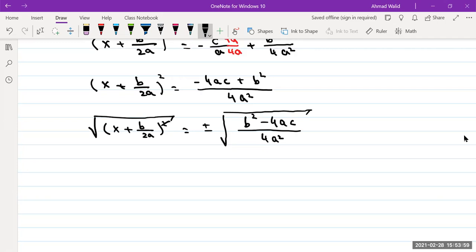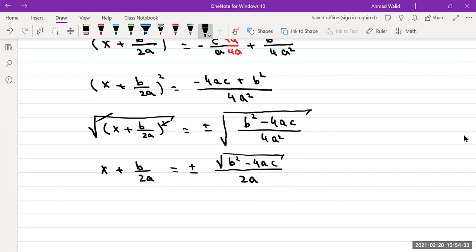Here, the square cancels out with the square root, then x plus b over 2a equals plus minus, the denominator has a square root. The square root of 4a squared is 2a. But in the top, because it's two terms, a binomial, you have to keep it under the square root: square root of b squared minus 4ac.